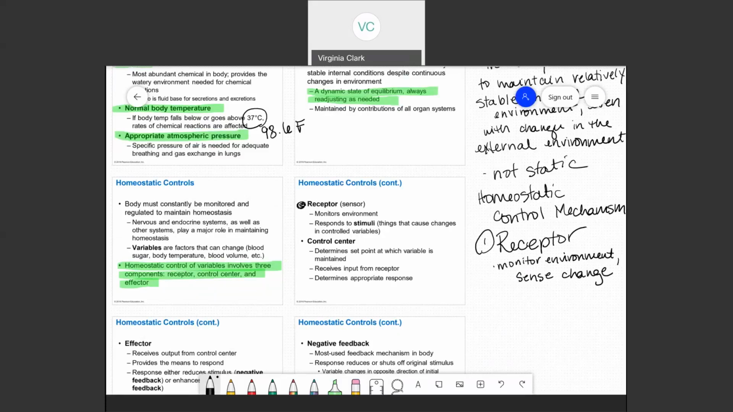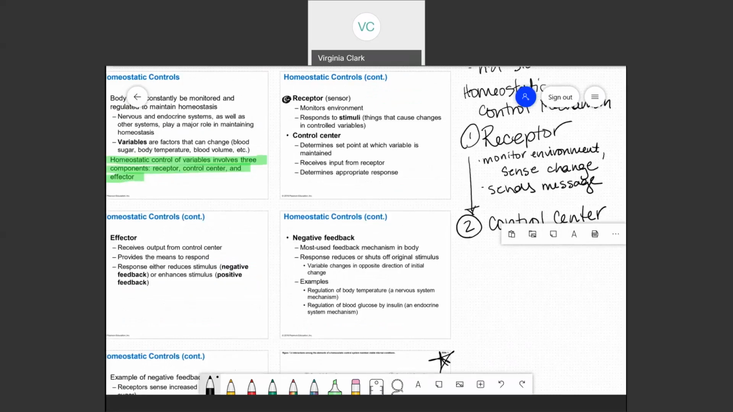And then what it does is it will send a message. As it sends a message, this receptor is going to send that to the next level, which is going to be the control center. So your receptor will pick up the change in your environment and send it to your control center. The control center will have a set point, and that set point is going to be your normal. So this is going to be the normal level or range.